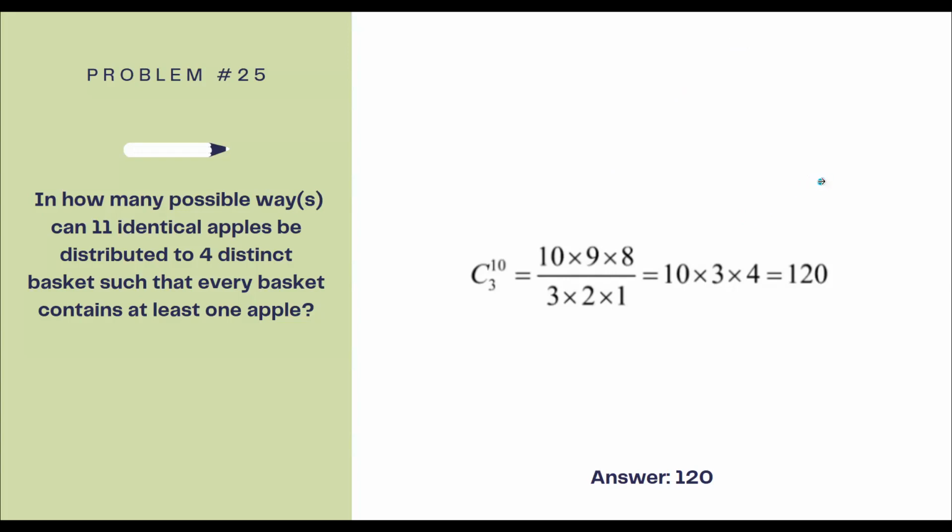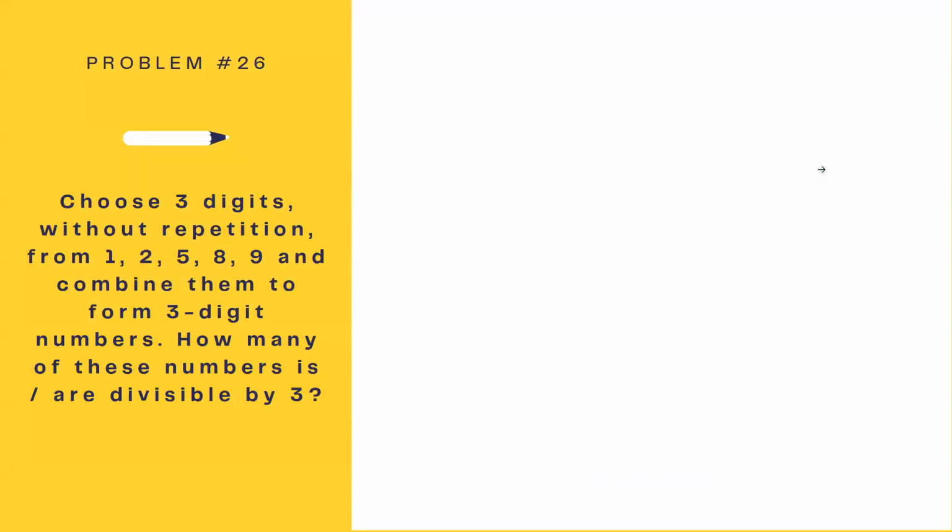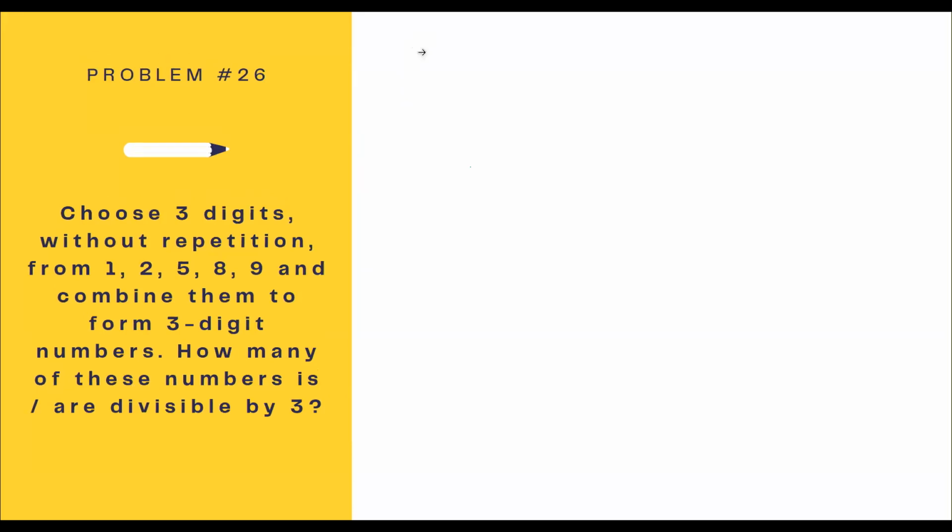Okay, problem number 26. Choose 3 digits without repetition from 1, 2, 5, 8, and 9 and combine them to form 3-digit numbers. How many of these numbers are divisible by 3? What do you think is the answer?